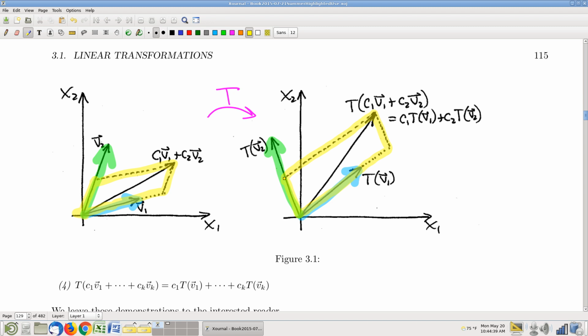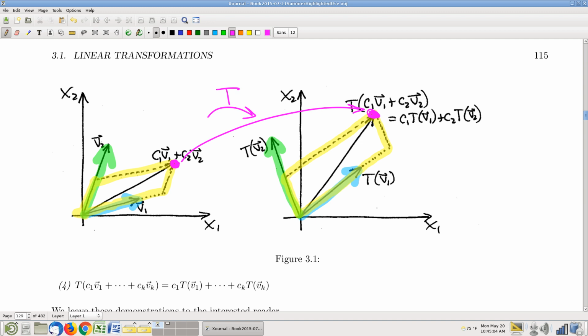So when we say T is linear, what I mean is that the function takes the linear combination of inputs and gives you as output the same linear combination of the individual outputs.